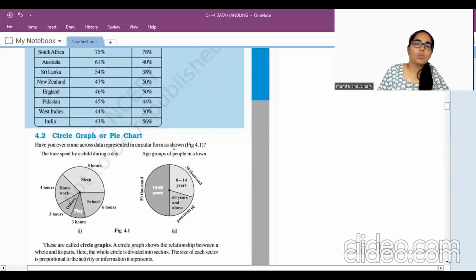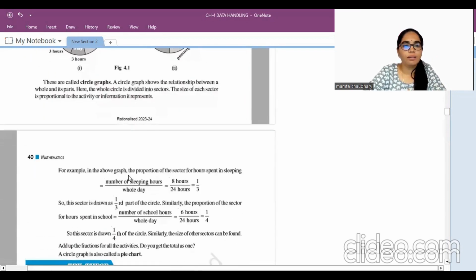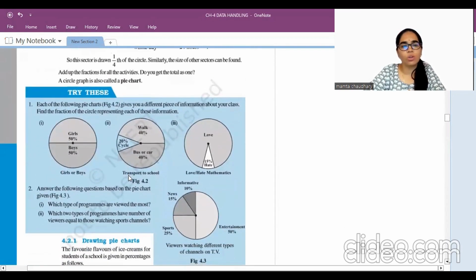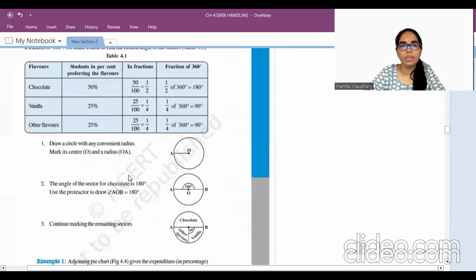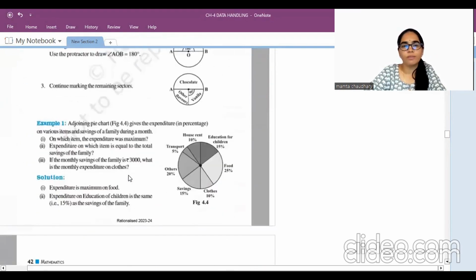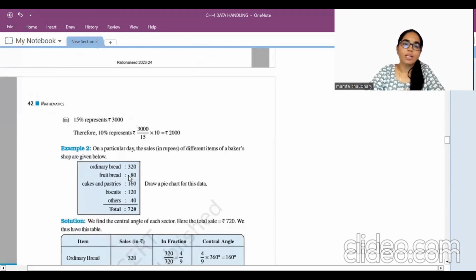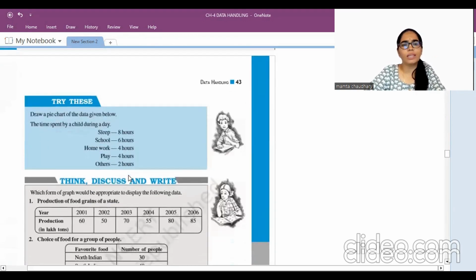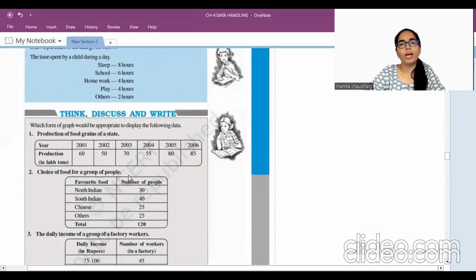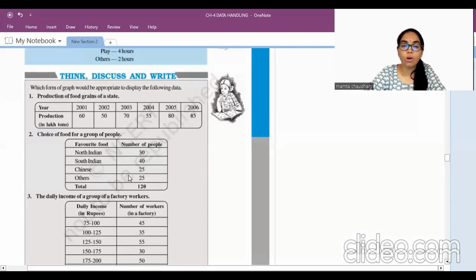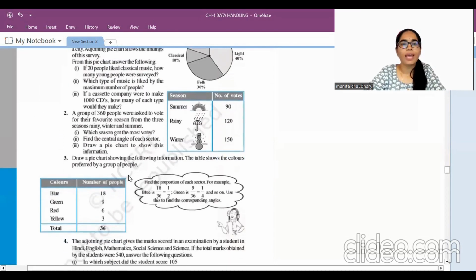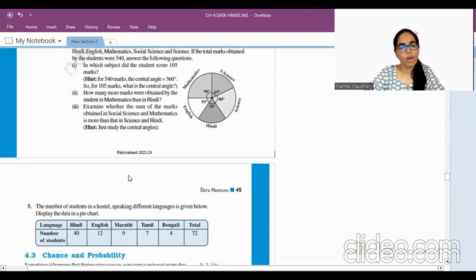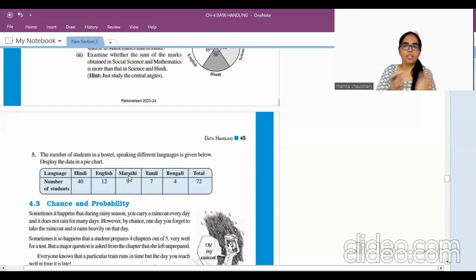Then basically we will focus on the circle graph or pie chart, right? How we draw these. And then we will do a few questions based on that pie chart, and then how to draw a pie chart with the help of percentage and degree. Then we will do one or two examples, and then we will come again with the questions where we need to draw a pie chart. So this will be exercise 4.1. There are 4-5 questions, and then we'll start chance and probability.